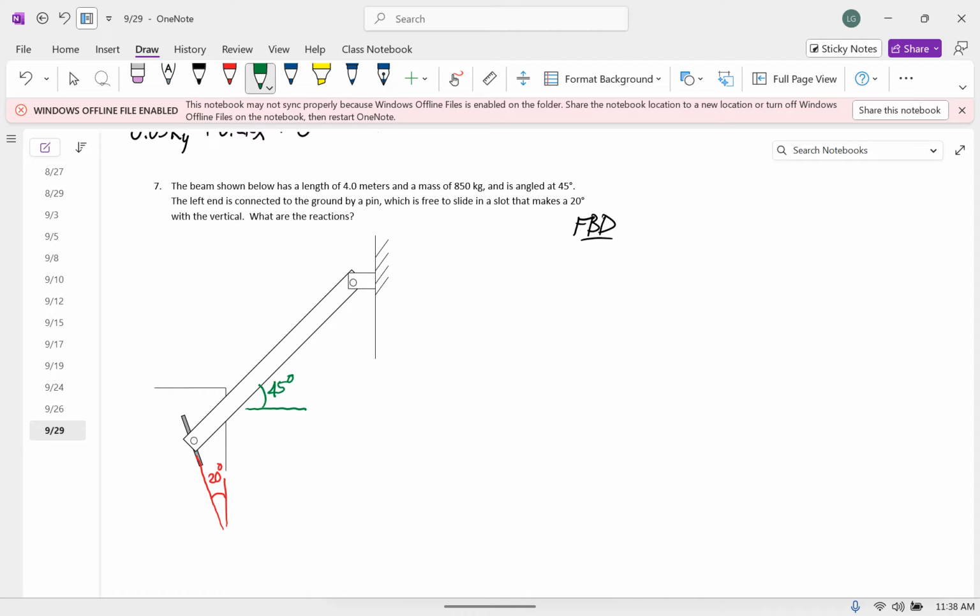Why do you pick that angle there? What? Like, why do you point it there? Just that's what it says about the angles. So I'm just trying to make it clear what these angles are. Because it says that the slot makes a 20-degree angle with the vertical, not with the horizontal.